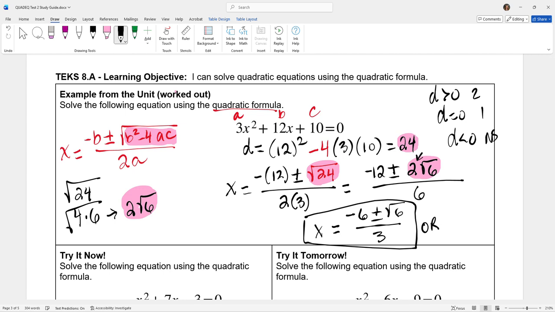Also, a very valid answer would be to say -12 divided by 6, which would give you -2. Sorry, not -3, -2. Then we would have plus or minus the square root of 6 over 3. These are both valid ways to represent the same final form for the solution for this quadratic.